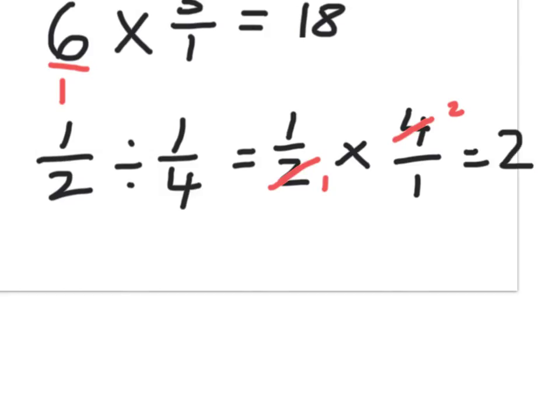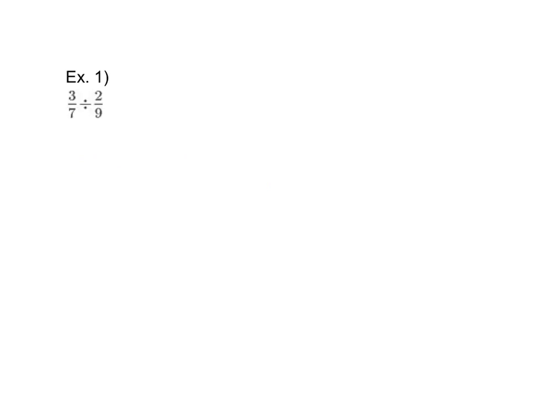So the process that we do is keep, change, flip. The first number, we keep it as it is. We change the division to a multiplication, and then we flip the last fraction. So let's have a look at a couple of examples. If you have this one here, simple one to start.